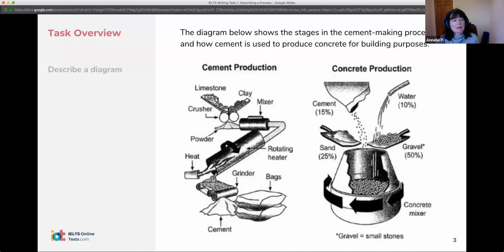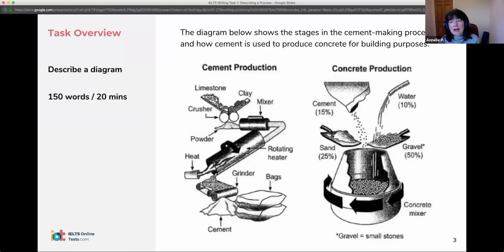Okay, so you have to describe a diagram. It could be a man-made process, so it could be some kind of manufacturing process, or it can also be a natural process. The life cycle of an animal is quite a common one, or something like the water cycle. So you have two options there. Today we're going to look at the man-made.